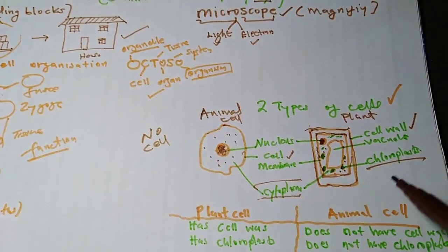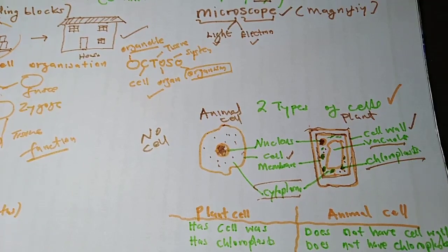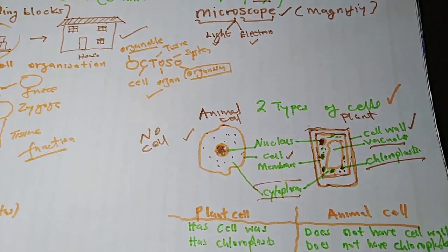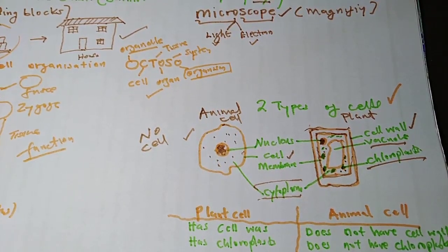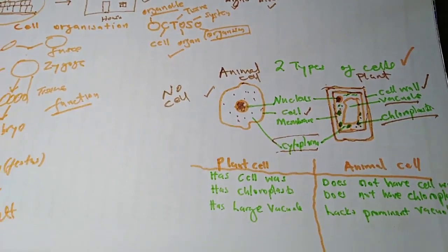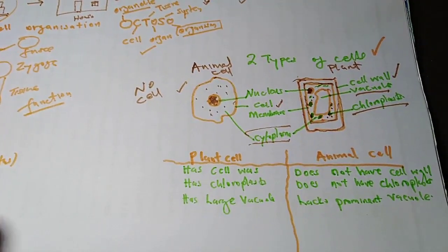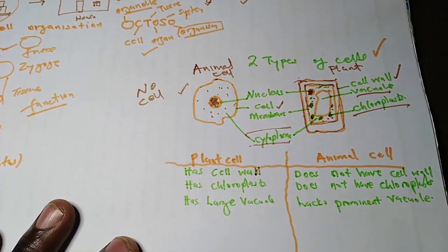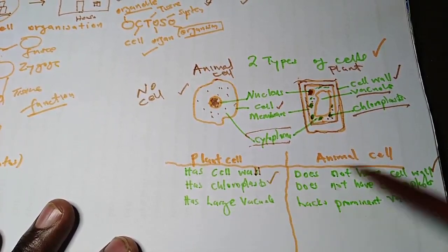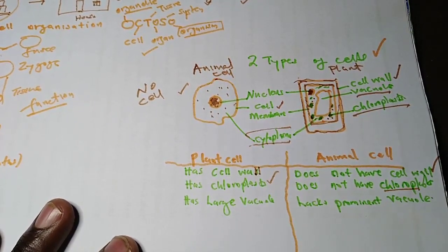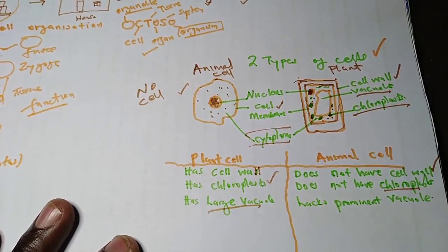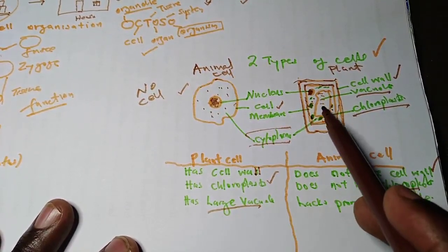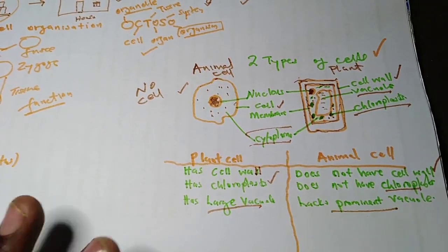The other thing you can notice is a prominent vacuole on a plant cell, which you don't notice in an animal cell. So the major differences between an animal cell and a plant cell are that a plant cell has got a cell wall, and an animal cell does not have a cell wall. A plant cell has got chloroplasts, and an animal cell lacks chloroplasts. You have a large prominent vacuole in a plant cell. Have you seen all this area here? It's a vacuole, which is not there in an animal cell.